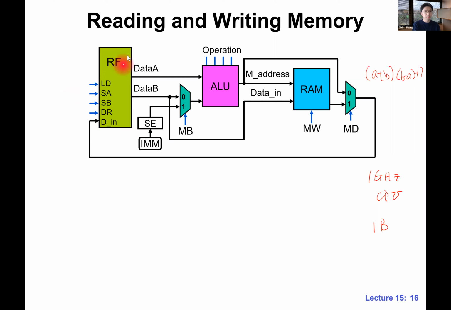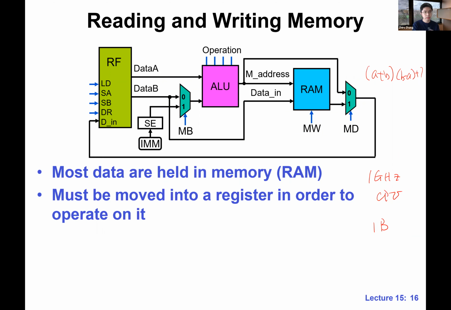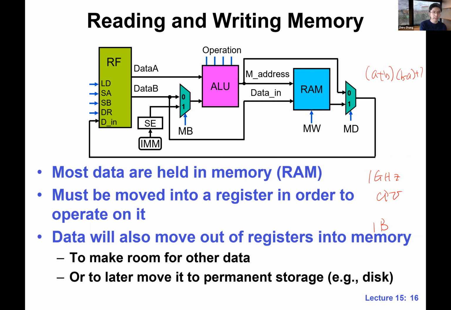This is also the reason that we do want to interact with the RF as much as we can. Just to repeat what I just said: most data are actually held in this main memory because we have more space. We don't have that much space in the RF. We do need to move data back and forth between the register file and the main memory. In some cases, we need to move it out just to make room for other intermediate results, other data. In some other cases, we want to move it to a permanent storage, like a disk, like this hard drive. That's where we also need to go through the main memory. That's going to be covered by another lecture.